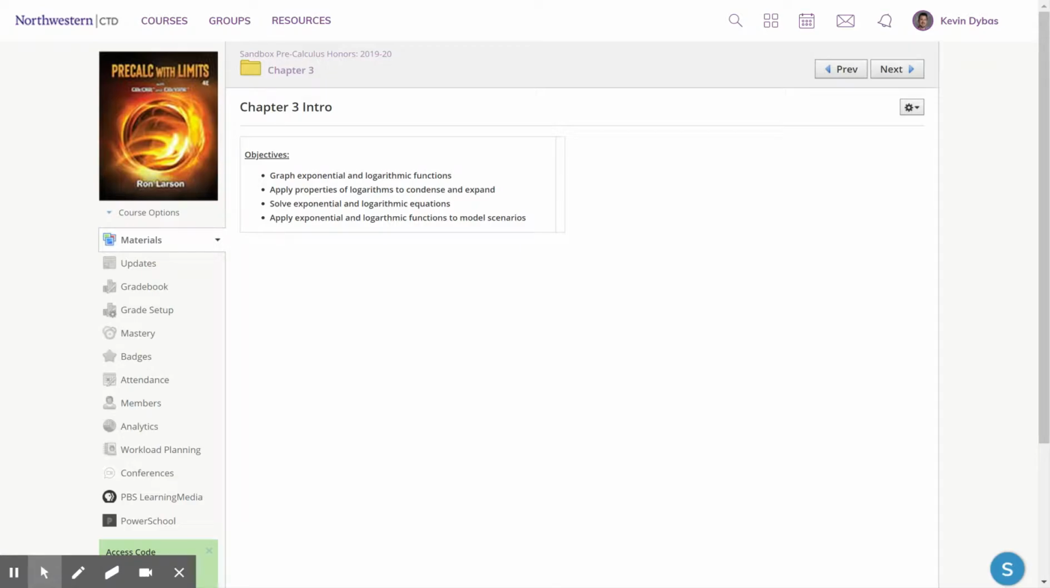But in order to do it, you have to really have a good understanding of what the graph of an exponential and logarithmic looks like. How can I rewrite them, and how can I solve them after rewriting them?